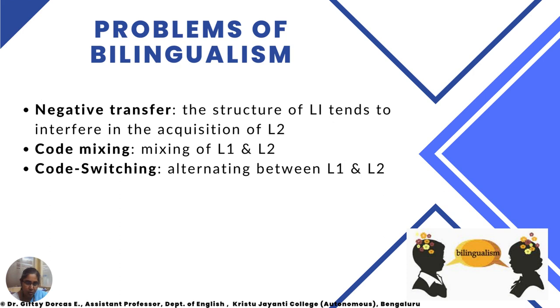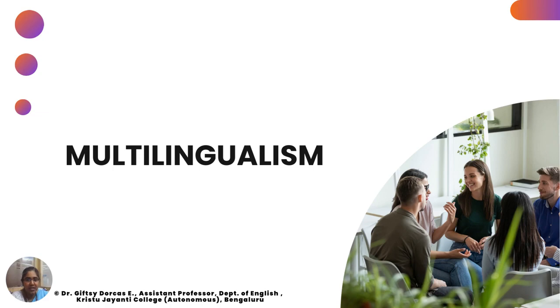And we also see code switching. Sometimes there are speakers who speak alternately in both languages. They don't thoroughly communicate in one language, they jump from one language to another. So this becomes a problem for bilinguals. So I hope all of you have understood bilingualism. Now let's move on to multilingualism.